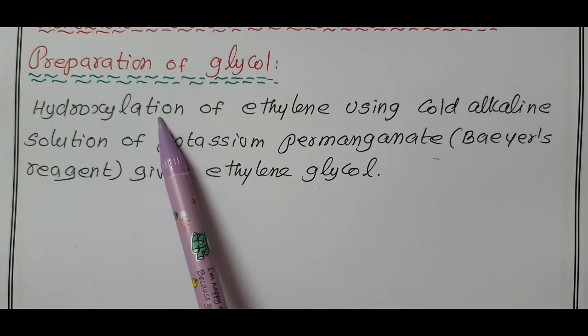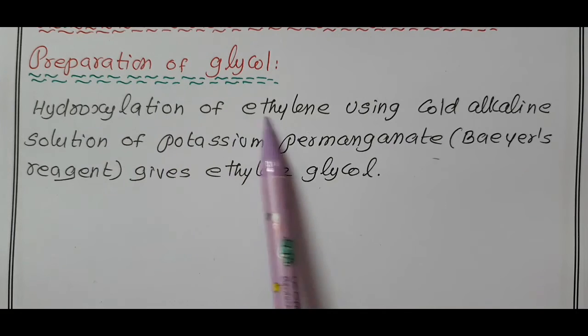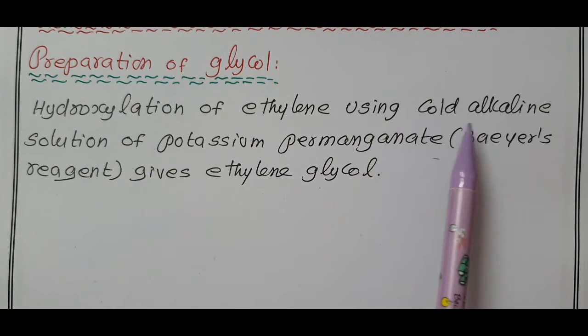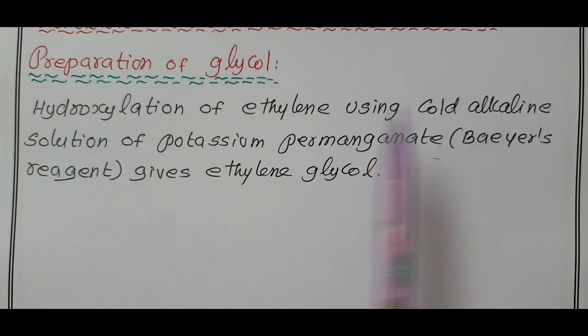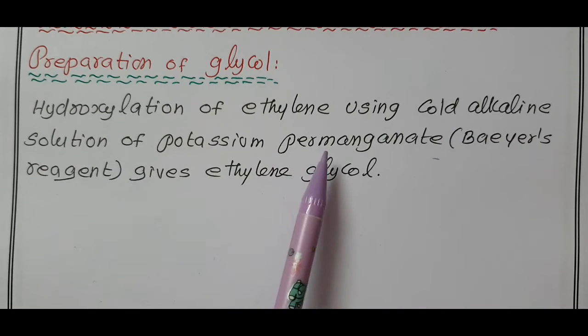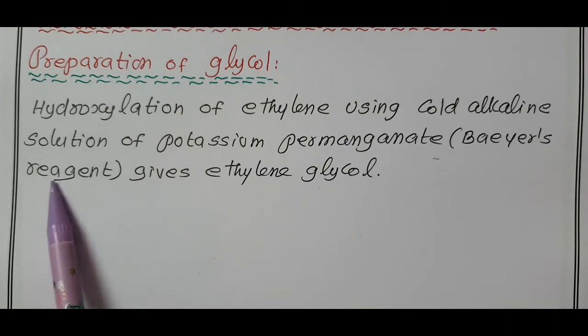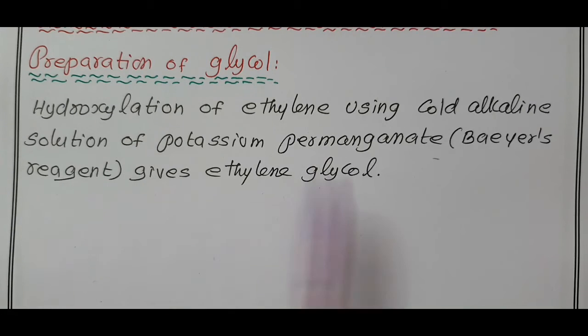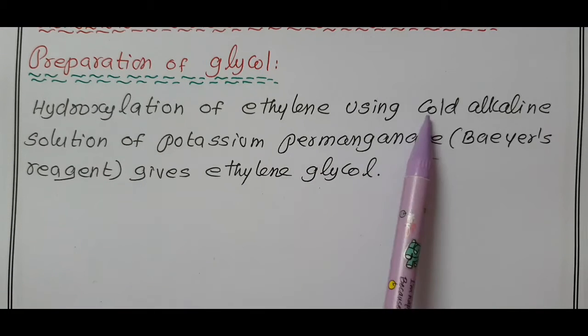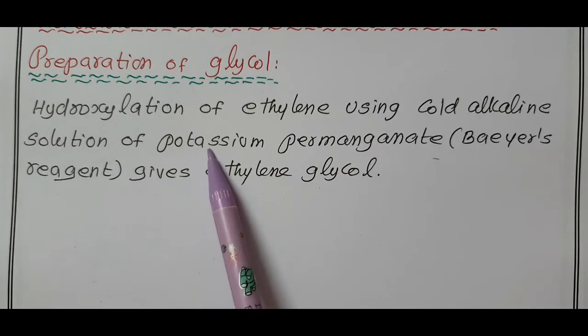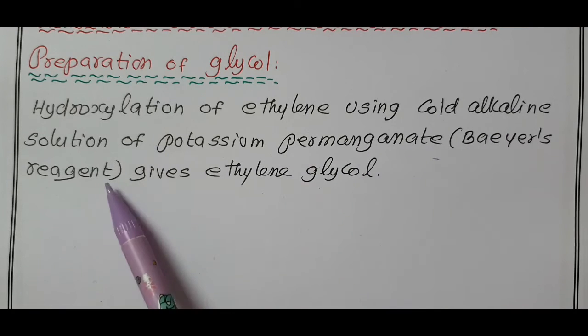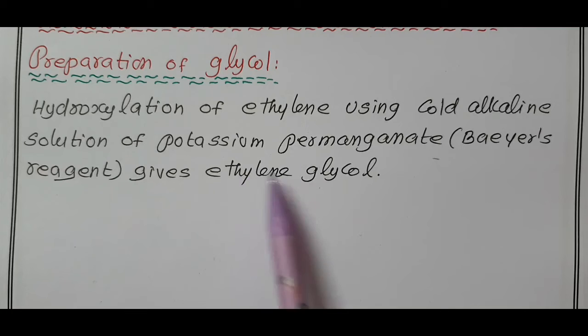Hydroxylation: addition of OH groups to ethylene using cold alkaline solution of potassium permanganate. This is called Baeyer's reagent. So, one word question: what is Baeyer's reagent? Cold alkaline solution of potassium permanganate is called Baeyer's reagent, which gives ethylene glycol.